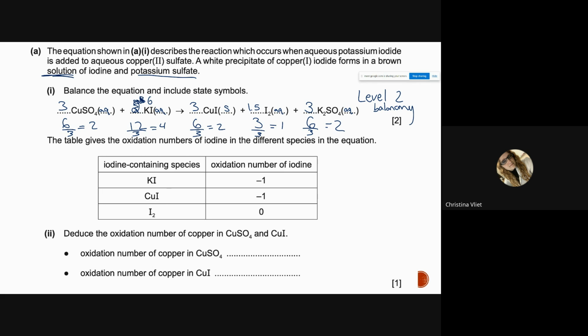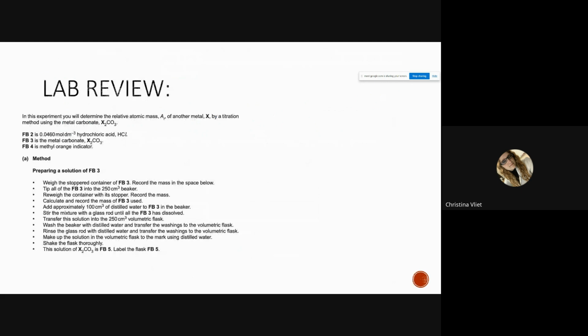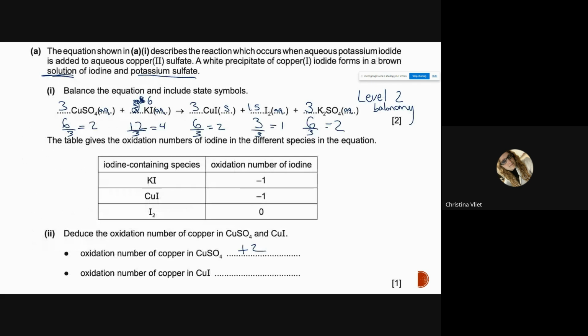What about the next point? Deduce the oxidation number of copper. Is this something that you could get pretty easily? Don't they say in here it is copper 2 sulfate? What's the oxidation number of copper? 2. Right? Copper 1. And don't they say copper 1 iodide in the sentence at the top? So what is the charge of copper? 1. Plus 1. What level do you want to call this? 1. This is about as simple as they could give you a question. Yes.